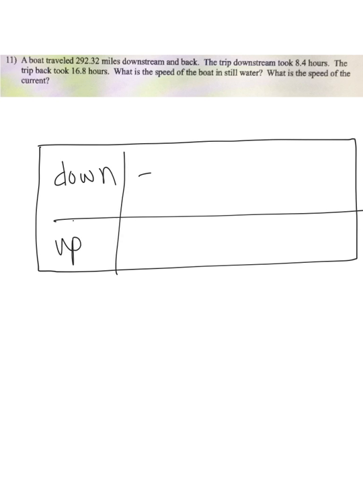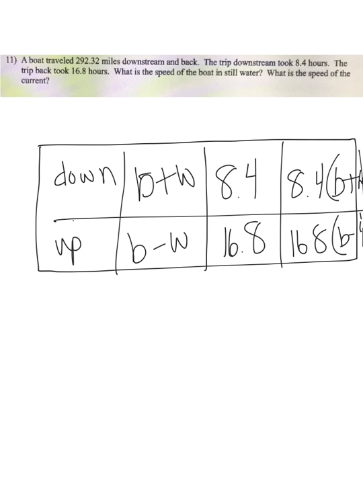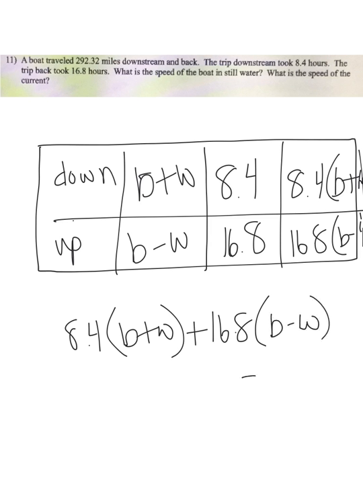Number 11, a boat traveled 292.32 miles downstream and back. So this is going to be downstream, which is with the current, and upstream against the current. The trip downstream took 8.4 hours. Upstream took 16.8 hours. Speed of the boat plus the water, speed of the boat minus the speed of the water. So 8.4 times the quantity B plus W plus 16.8 times B minus W has to equal the total distance, 292.32.